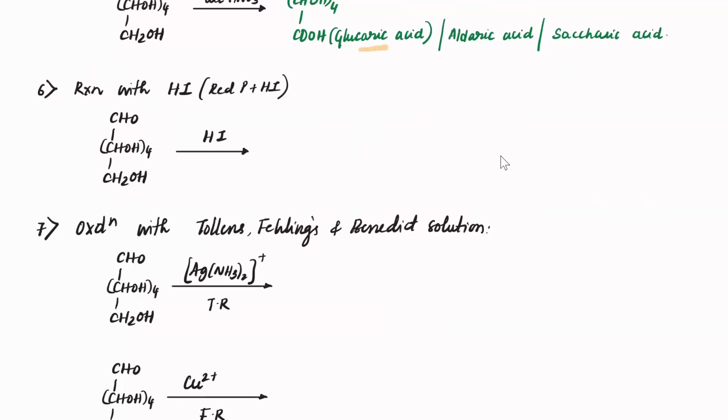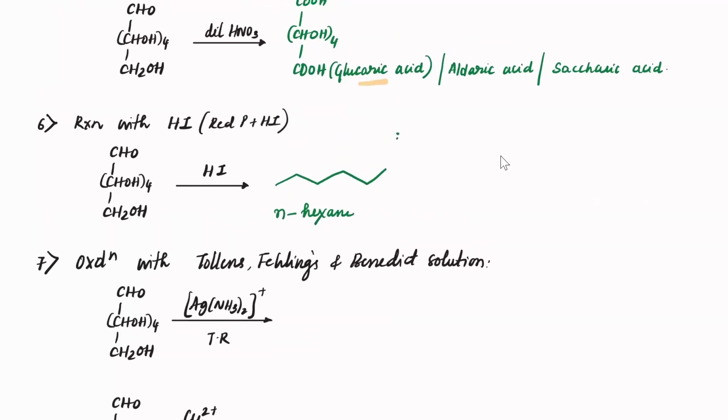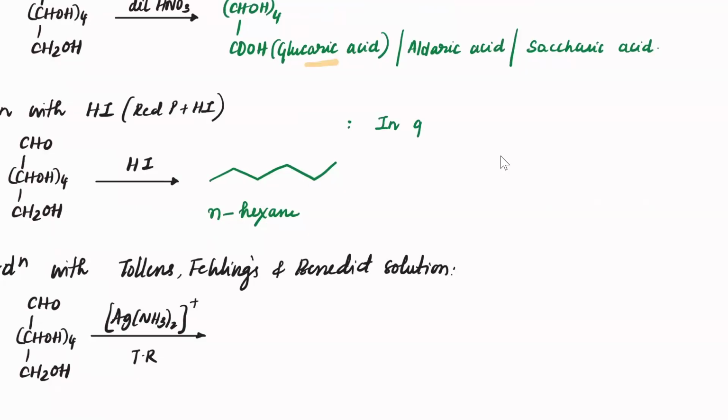Next, reaction with HI and red phosphorus. If you treat with red phosphorus, you know that everything will get reduced and convert into only the alkane form. 1, 2, 3, 4, 5, 6. So what we are getting is n-hexane. Now this gives a very important confirmation that in glucose there is no alkyl branching. It's a straight chain because you are getting n-hexane. So n-hexane suggests that it is actually a straight-chain carbon.